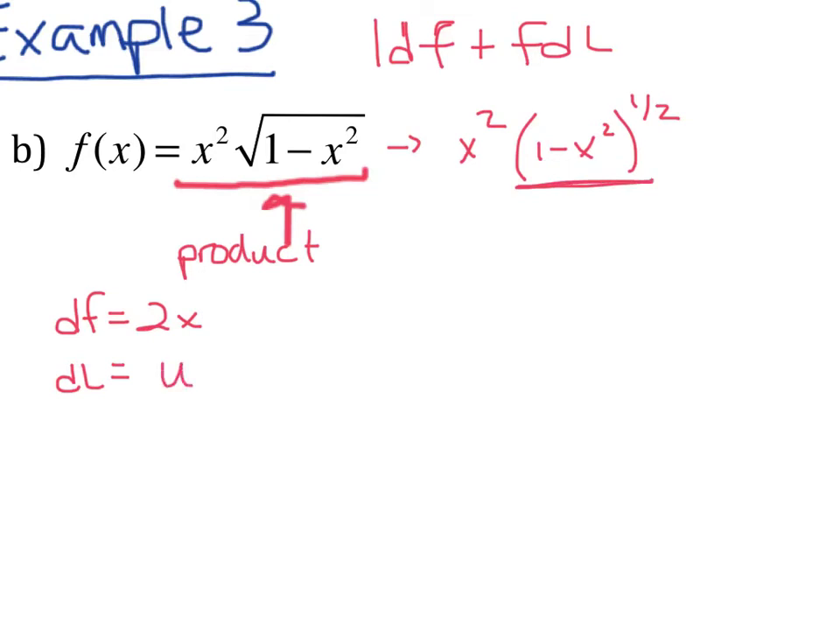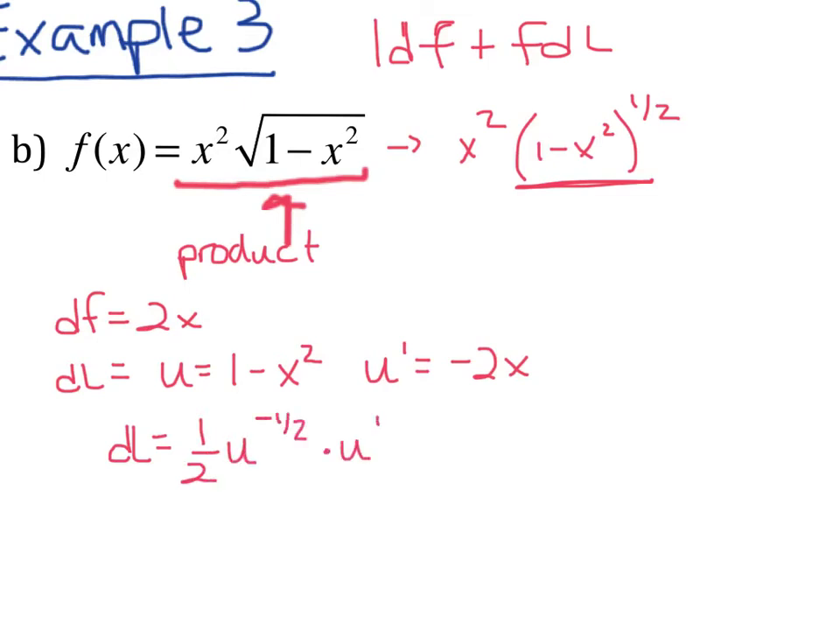I set u equal to 1 minus x squared. U prime would be negative 2x, and then the derivative of L would be 1/2 times u to the negative 1/2 times u prime. That's just the general power rule. Remember, I just keep doing that over and over again. Now I'm going to substitute in what my u's actually were. So wherever u is, that's going to go 1 minus x squared. Wherever u prime is, it's going to go negative 2x.